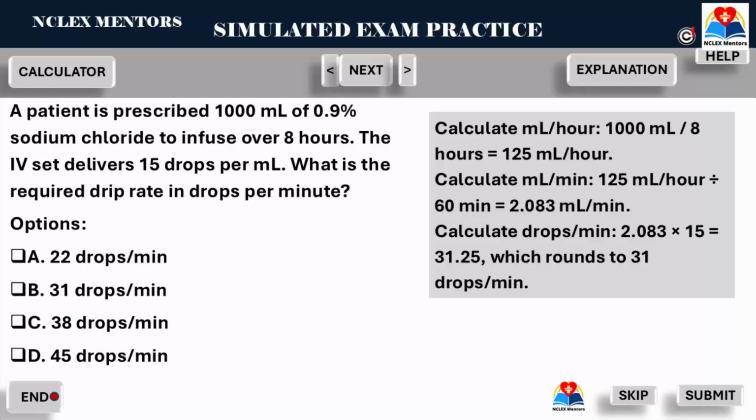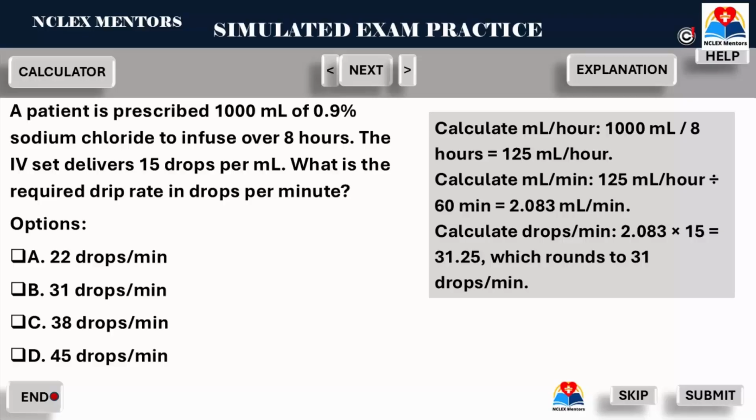Ready? Let's walk through it step by step like a calm and confident nurse would. Correct answer B, 31 drops per min. Let's break this down in a simple, manageable way. Step 1. Figure out how many milliliters per hour. We're giving 1,000 milliliters over 8 hours. That's 125 milliliters per hour. Nice and smooth so far.